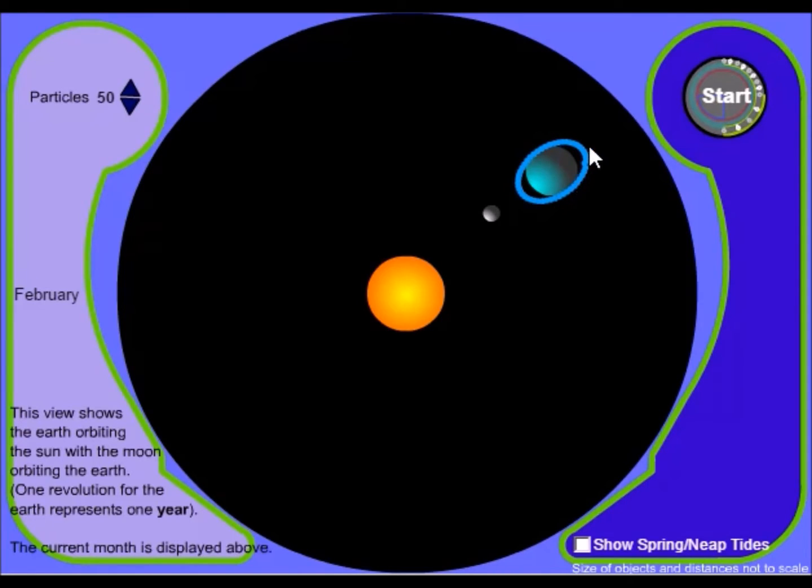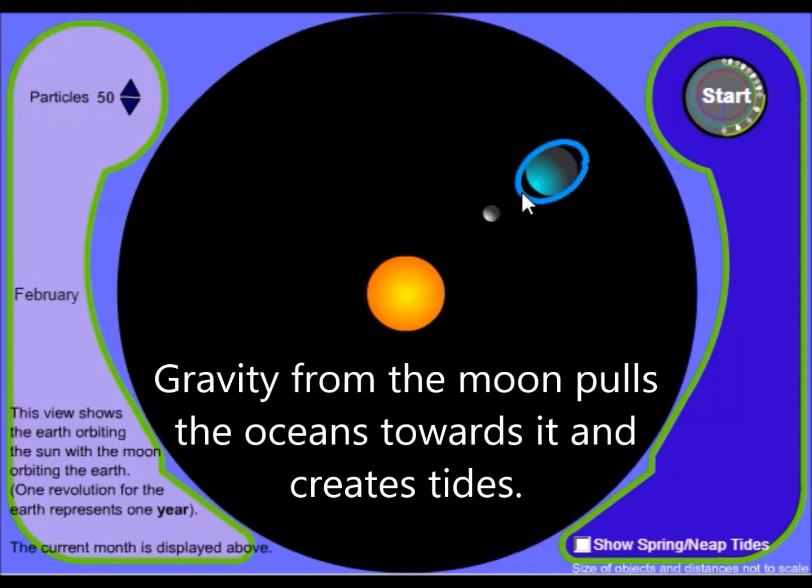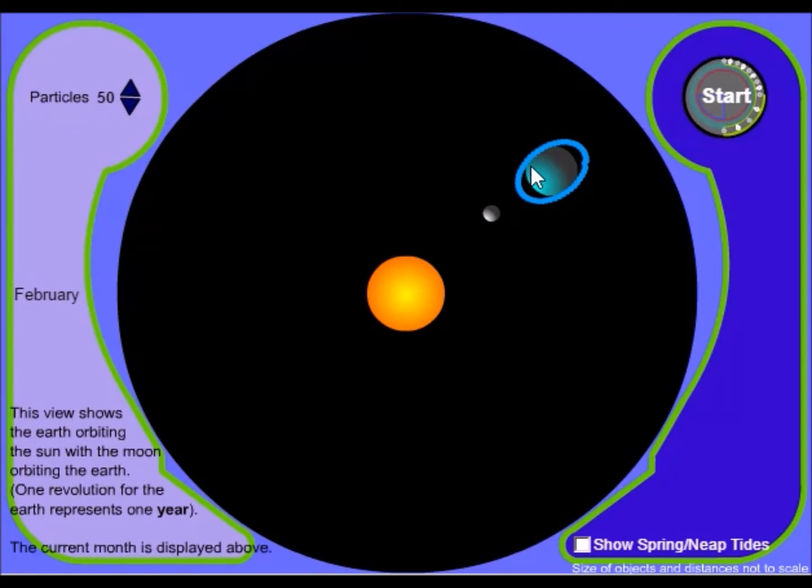What happens is the gravitational pull from the moon pulls the oceans and creates high and low tides. So the area that's closest to the moon or furthest away from the moon has the high tide, and the areas on the sides of the earth have a low tide. As you can see, it's closer to the earth. Okay? Now there are two types of tides.